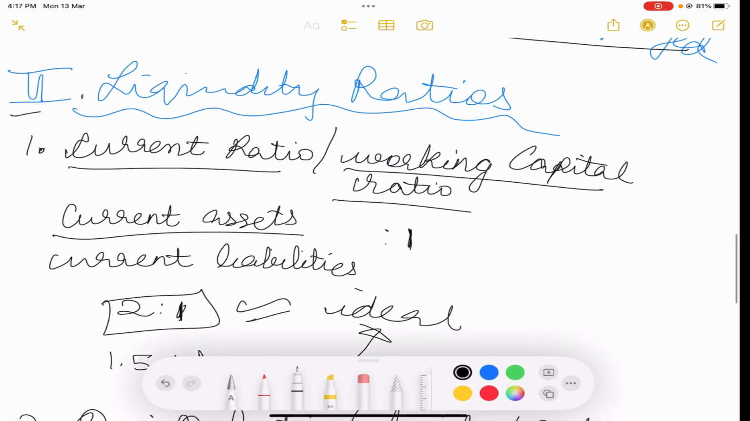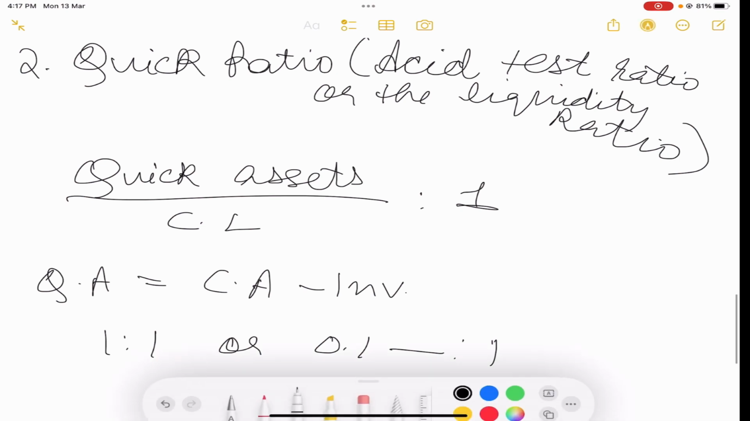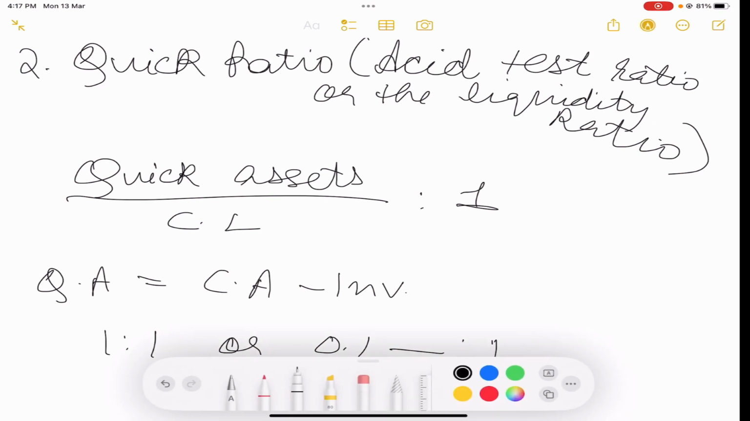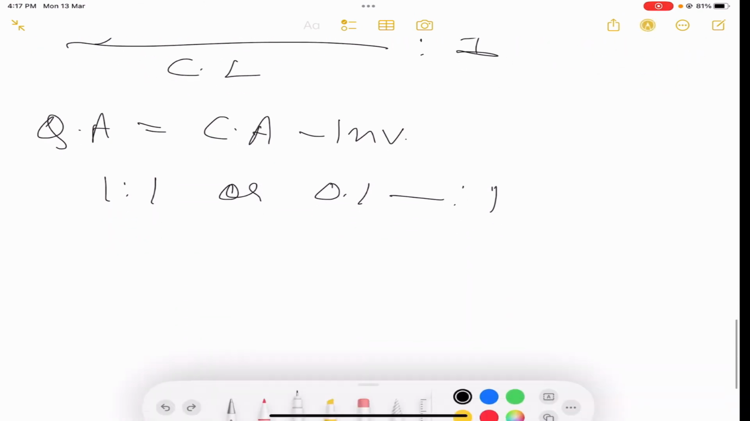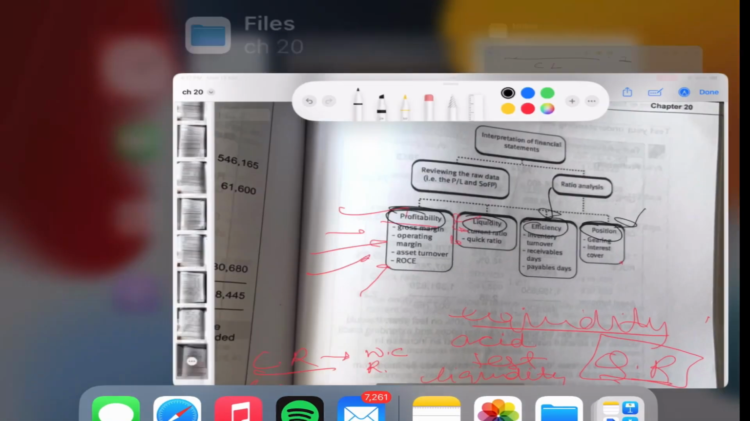And then we quickly come to the liquidity ratios. We had the current ratio, which is also known as the working capital ratio. Current assets upon current liabilities is to 1. 2:1 is the ideal. Quick ratio means quick assets, which is also known as the acid test ratio or the liquidity test ratio. So quick assets are basically current assets minus inventory. So 1:1 is the ideal.